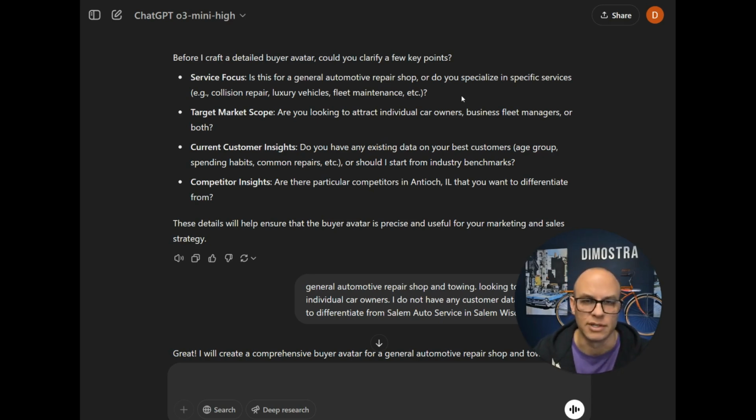Now, from a marketing standpoint, that should be a different avatar because they're going to have different needs and requirements as opposed to an individual that owns a car. But this is really amazing. From a marketing standpoint, these are great questions. Next, if we look at the target market scope, are you looking to attract individual car owners, business fleet managers, or both? See, great question here.